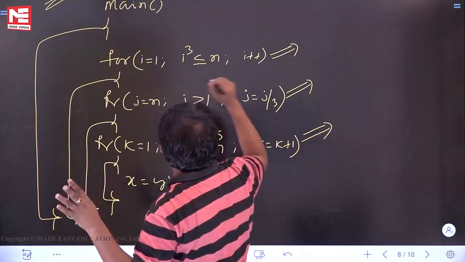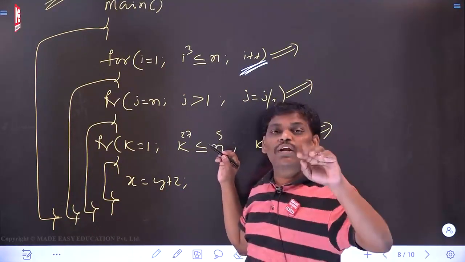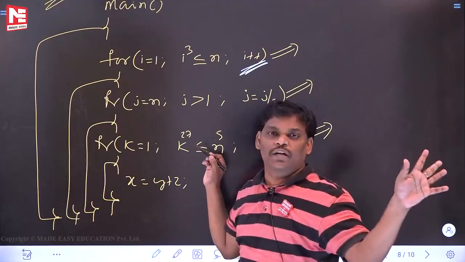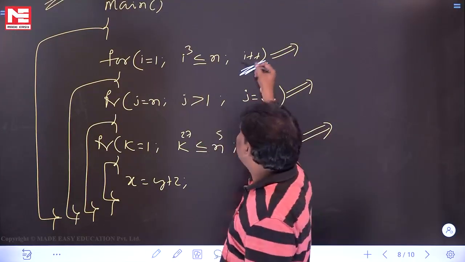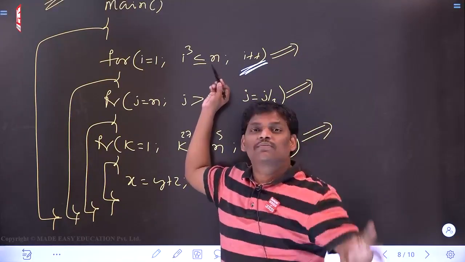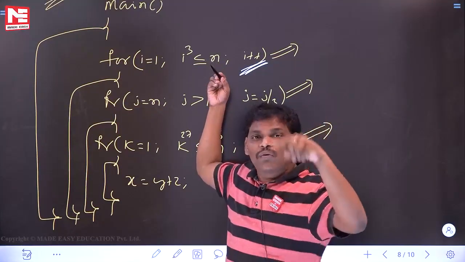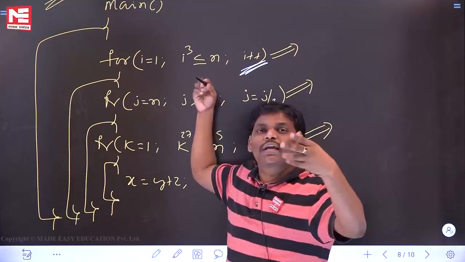I is equal to 1, okay. I is always incremented by 1. The question here is, for every loop, individually, how many times does it run? I have to find out. I is always incrementing by 1. You tell me, if I is always incrementing by 1, how many times will this loop go? N times. Definitely this loop will go n by 1 times.